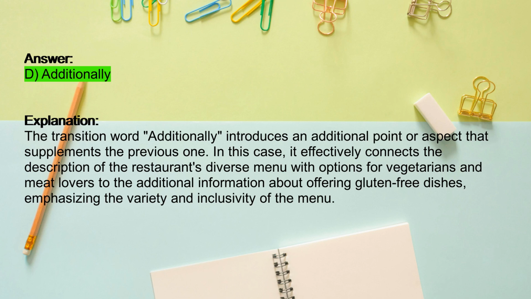The transition word additionally introduces an additional point or aspect that supplements the previous one. In this case, it effectively connects the description of the restaurant's diverse menu with options for vegetarians and meat lovers to the additional information about offering gluten-free dishes, emphasizing the variety and inclusivity of the menu.